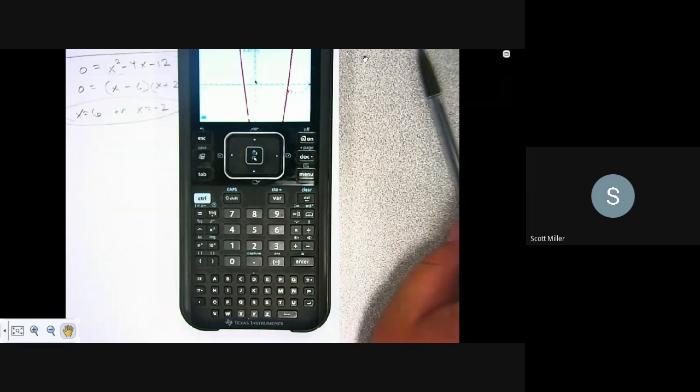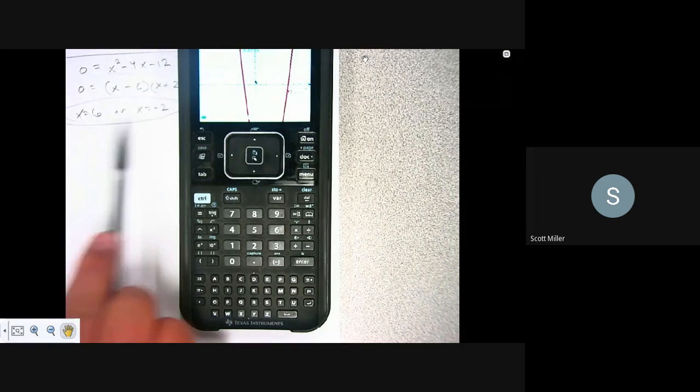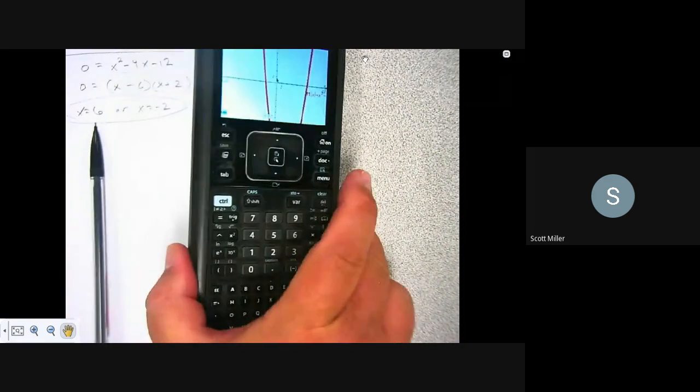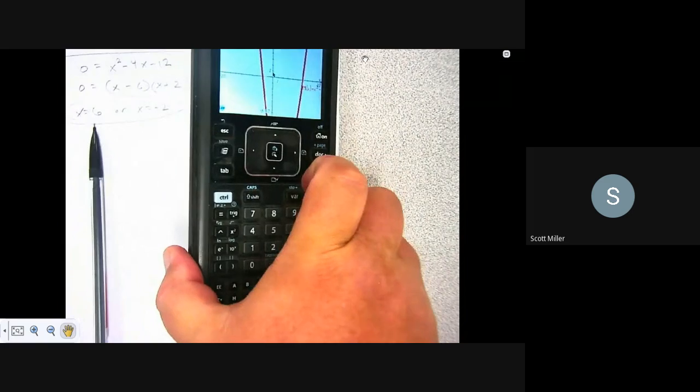So you'll get to see some part of it. It's a standard window, so you can modify the window scale to see the graph in its entirety. But all we're really interested in is, where are the x-intercepts? The answer should be at 6 and at -2. If you look at this calculator, you can see that one's at 6 and one's at -2.